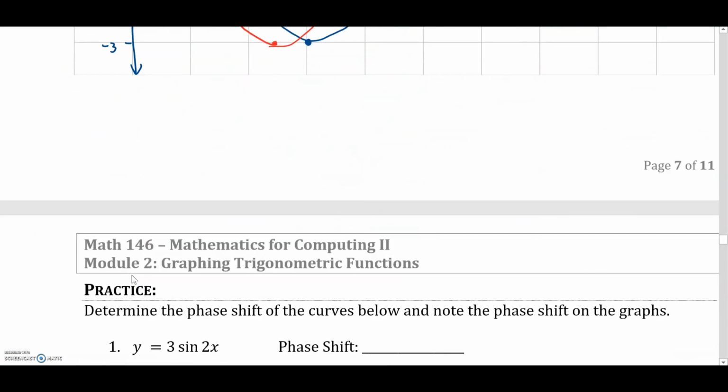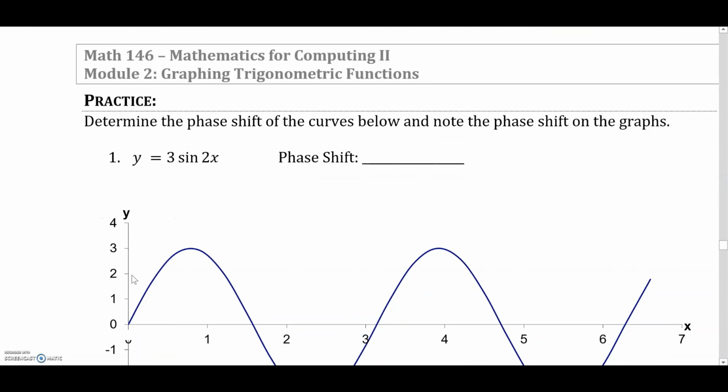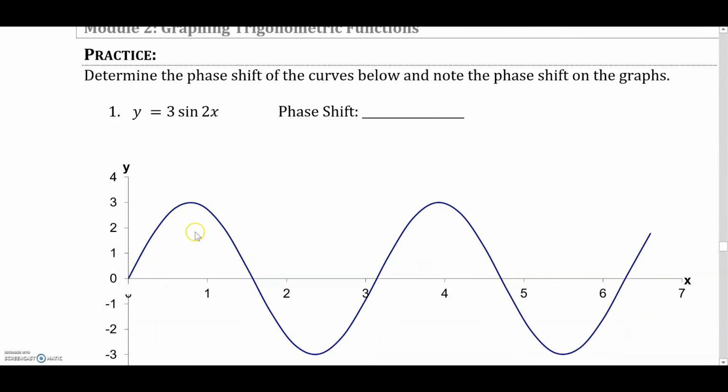Next, we have a couple practice questions. Determine the phase shift of the curves below and note the phase shift on the graph. Okay, so we have a graph that is provided for 3 sine of 2x, and we want to calculate the phase shift. Putting it into general form, we get 3 times sine of 2x. Our c value happens to be 0. Therefore, our graph isn't shifted at all, and its phase shift is equal to 0.